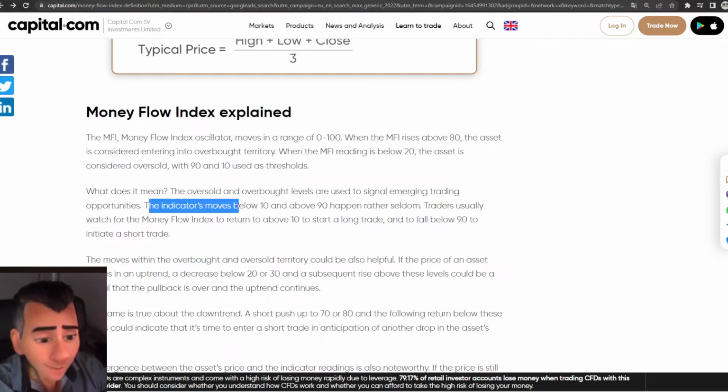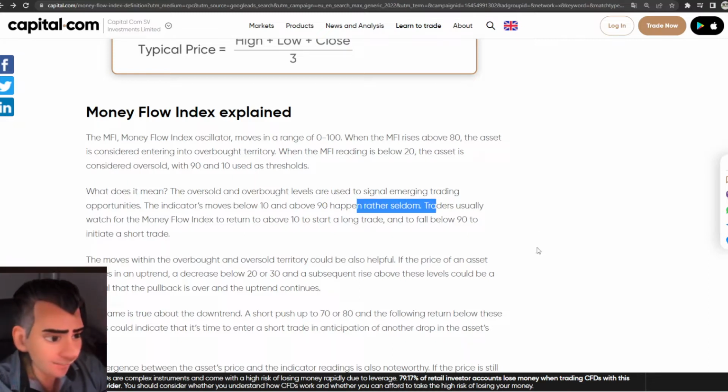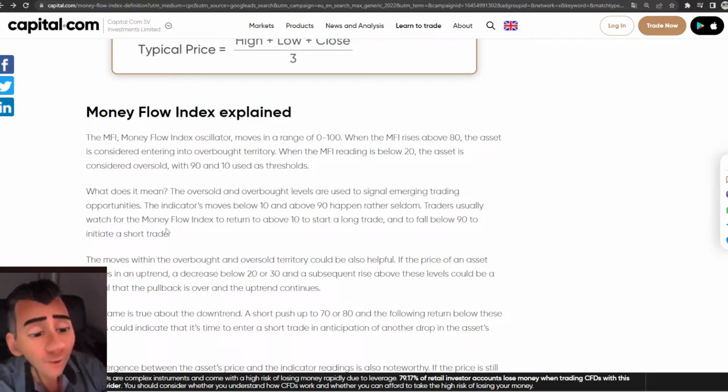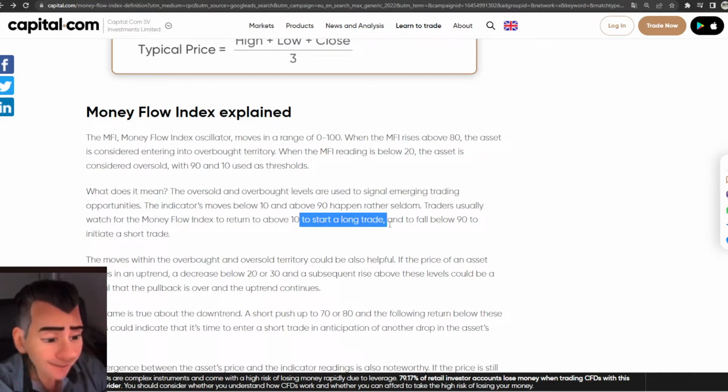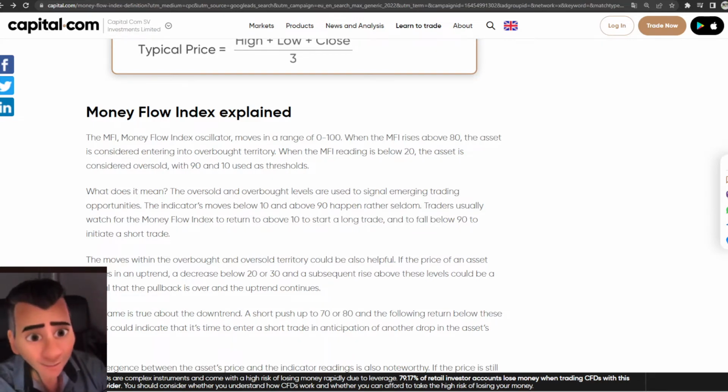The indicator's moves below 10 and above 90 happen rather seldom. Traders usually watch for the money flow index to return to above 10 to start a long trade and to fall below 90 to initiate a short trade. So sorry for my bad English, but I will show you this one here now.